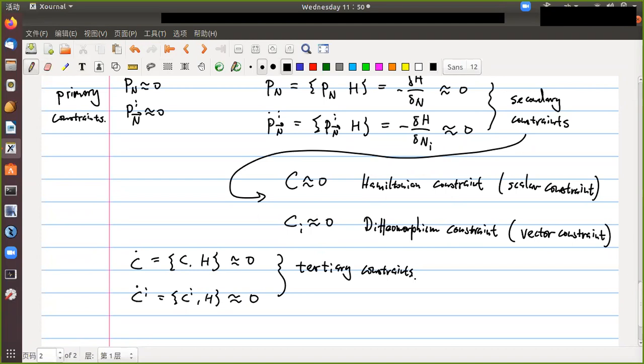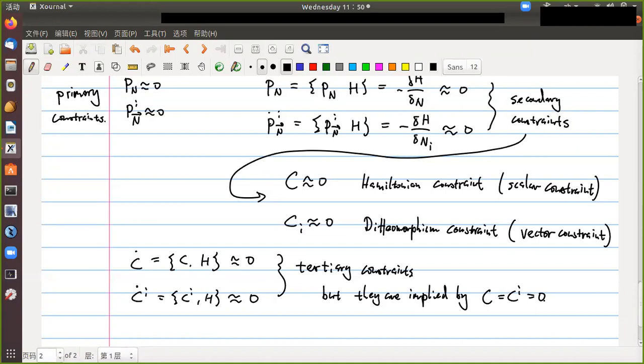Well, but the truth is that they are not new constraints. So they are implied. They are implied by C equals Ci equals 0. So it means that there's no further constraint.